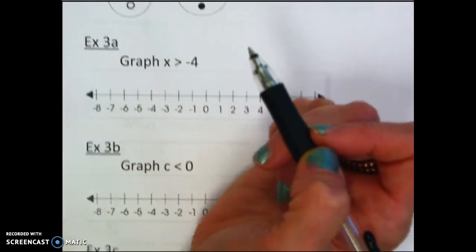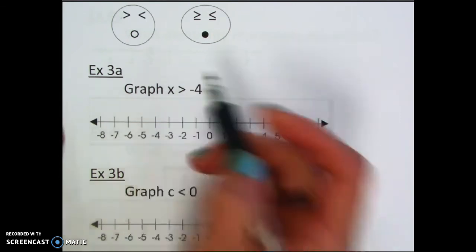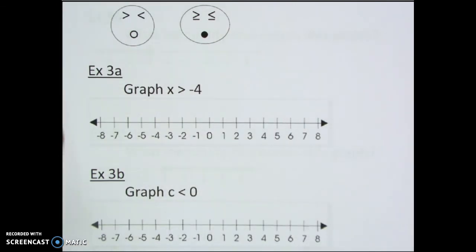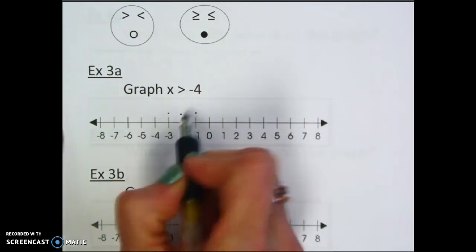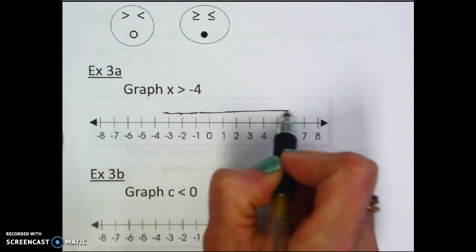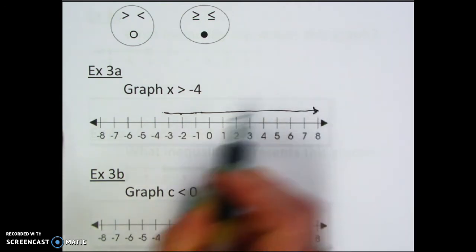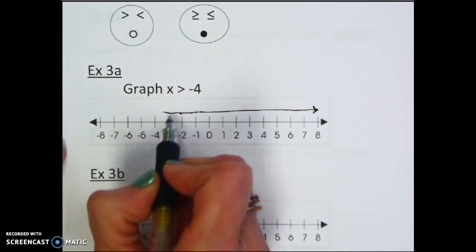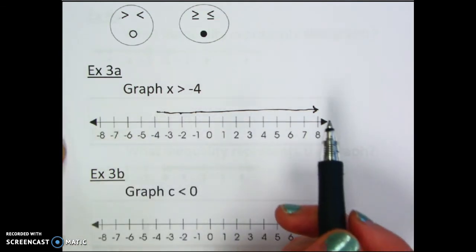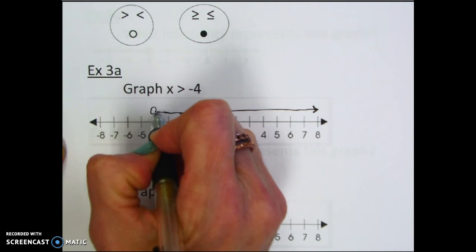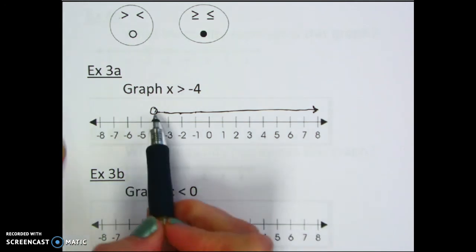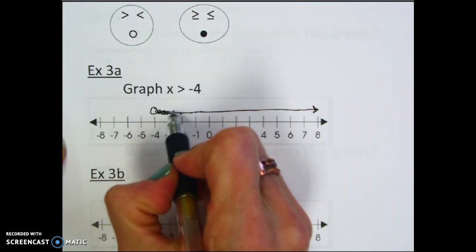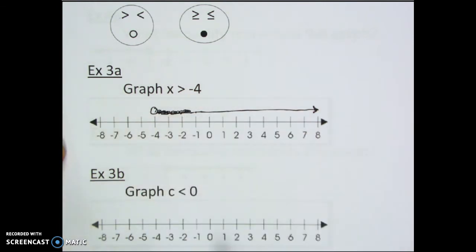So let's take a look at a couple of these. X is greater than -4. So think of some numbers that are larger than -4. Well, -3, -2, -1, any of these numbers up here are going to be greater than -4, starting at -4. But do we want to include the point -4? No, so we have to show that by putting an open bubble there, which says we're going up to this point, but we are not including that point. Every one of these points after this is going to work.